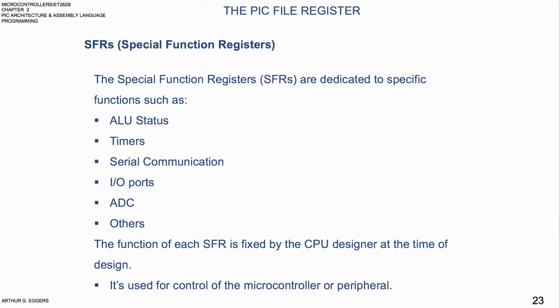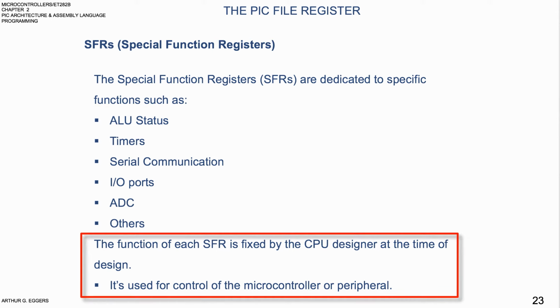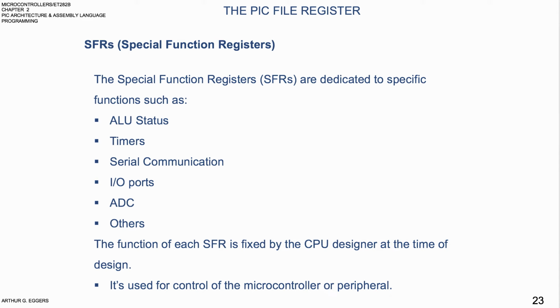First, let's look at the special function registers. The special function registers are dedicated to special functions such as ALU status, timers, serial communications, I/O ports, ADC, and so on. The function of each SFR is fixed by the CPU designer at the time of design because it's used to control the microcontroller or any peripheral. The PIC SFR are 8-bit registers.